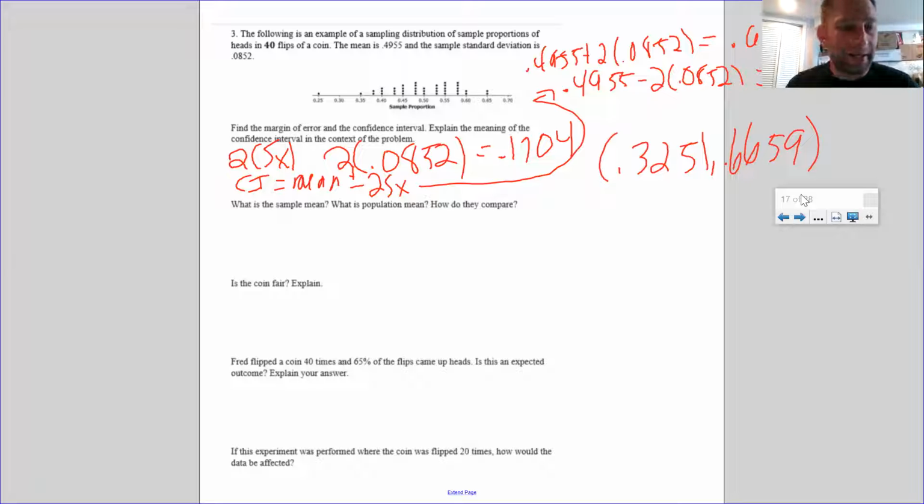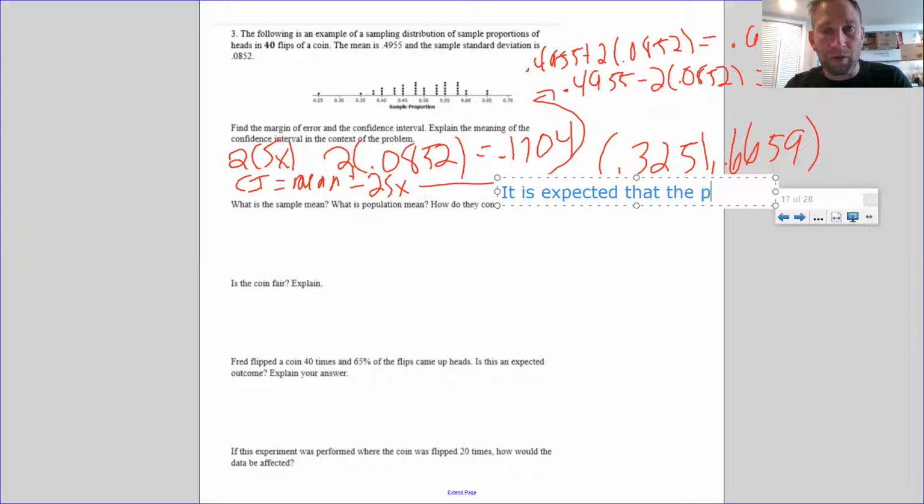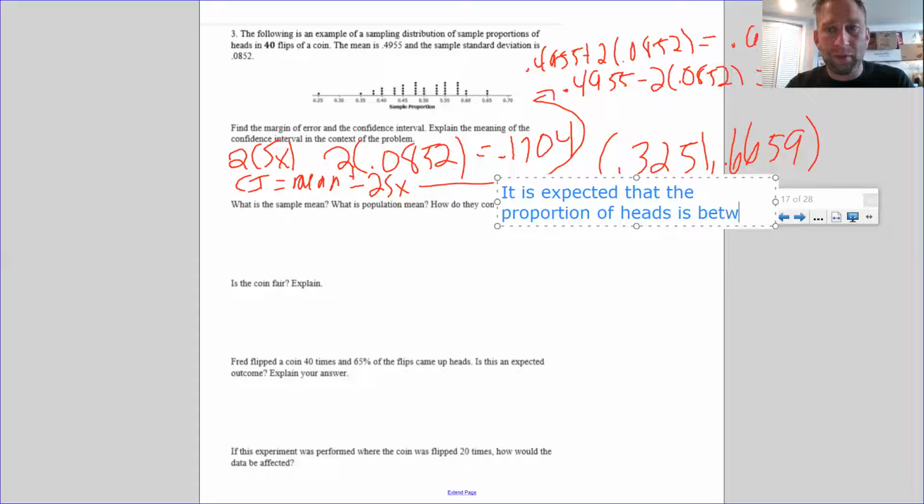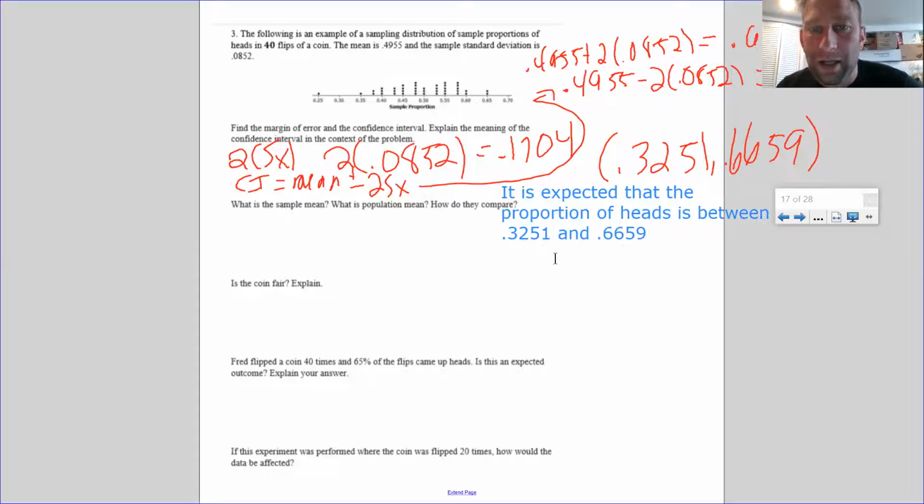Explain the meaning in the context. I am running out of space, man. It is expected that the proportion of heads is between 0.3251 and 0.6659. So basically what that means is that if I'm flipping this coin 40 times, I'm going to expect that my proportion of heads is going to be about 32% to about 67%.